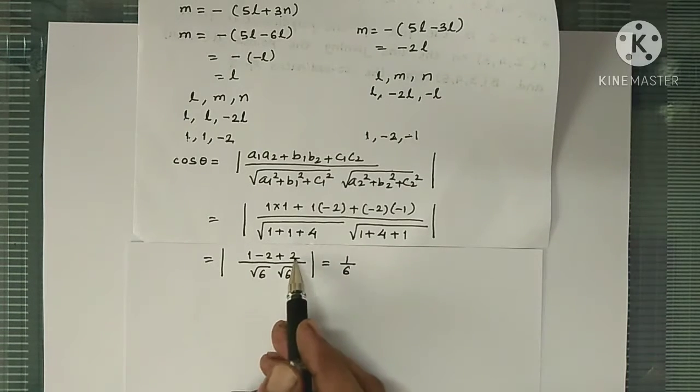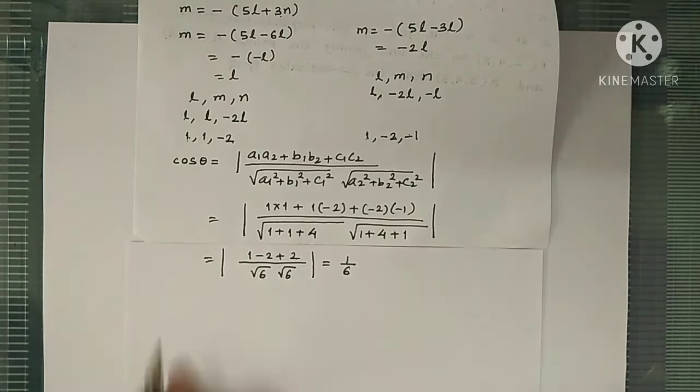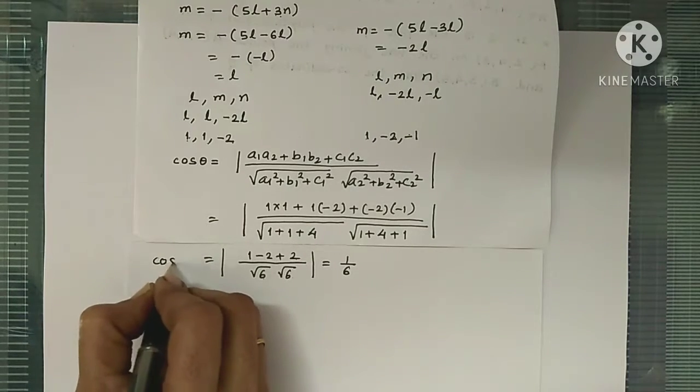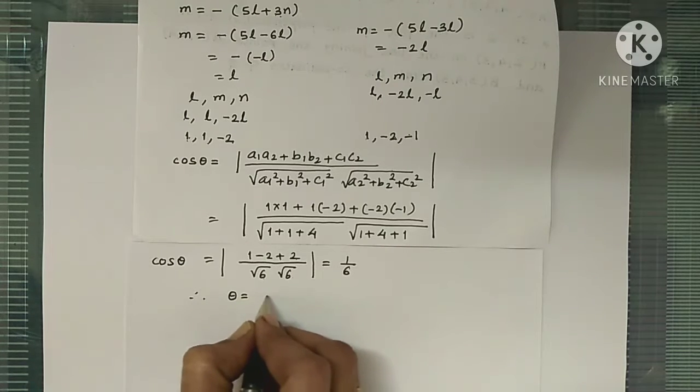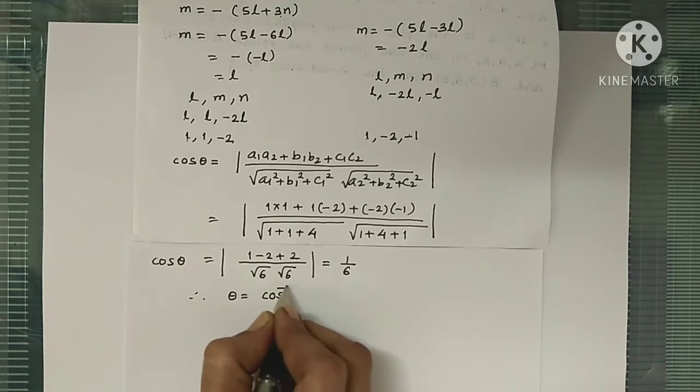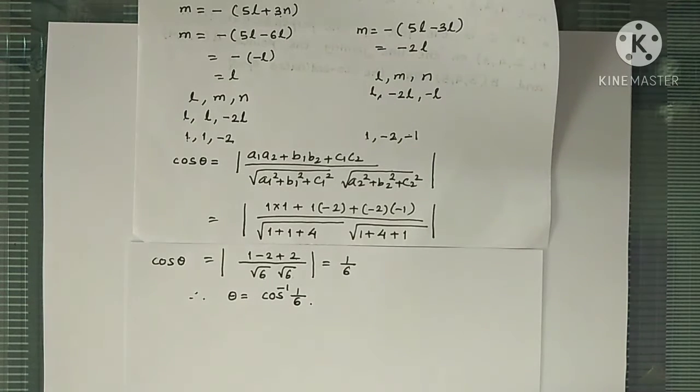Minus 2 plus 2 get cancelled. Root 6 product is 6. And taking modulus, we write the positive sign. So we get cos theta as 1 by 6. As the angle is asked, theta is cos inverse of 1 by 6. So this is the angle between the given lines.